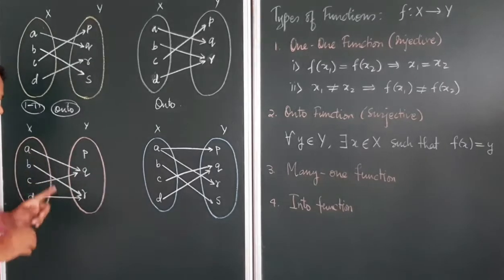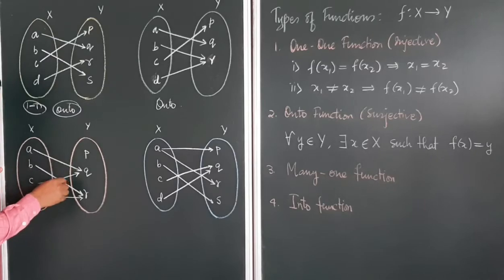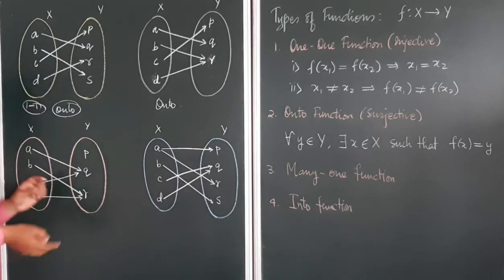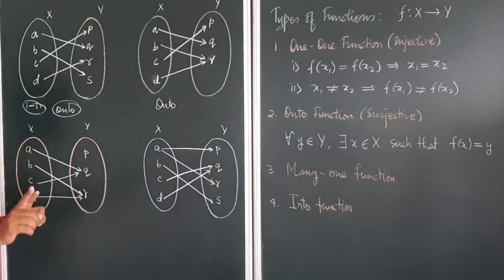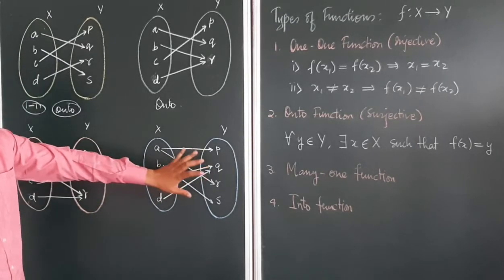This is not onto. Why? Because P is not mapped from the second set, isn't it? So see, already we know that this is a function, but this is not onto function. Okay, fine. So we'll have a look at this question at last.